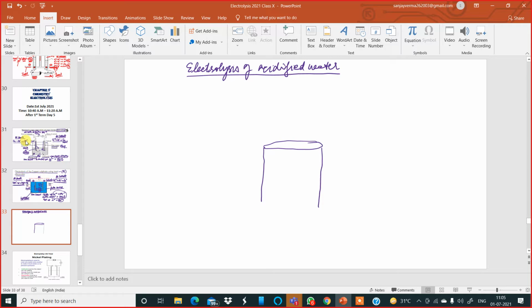So I take a container. In this container, I fill it with water containing dilute sulfuric acid. And I will take two glass test tubes, fill those two glass test tubes with this water containing dilute sulfuric acid and turn them upside down over here, like this.